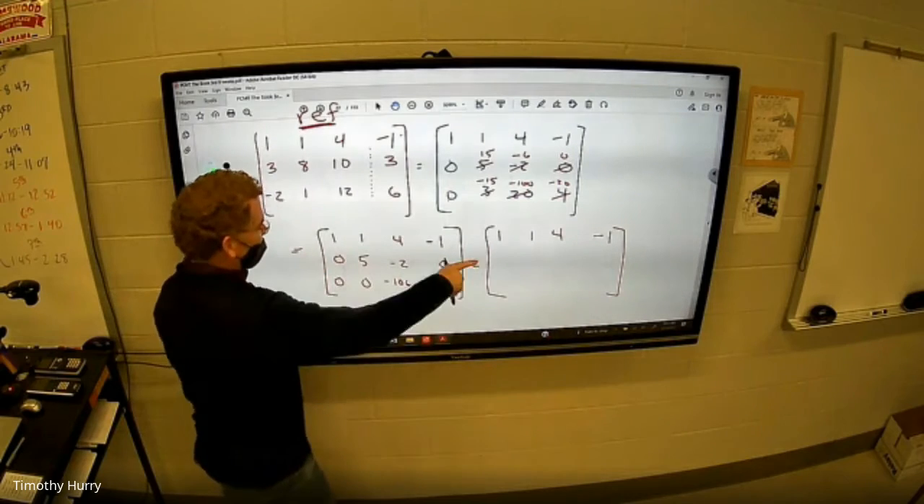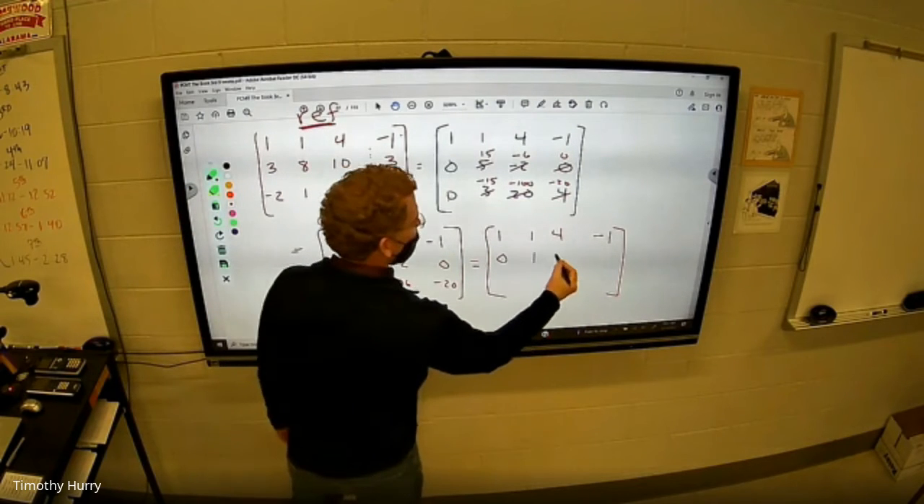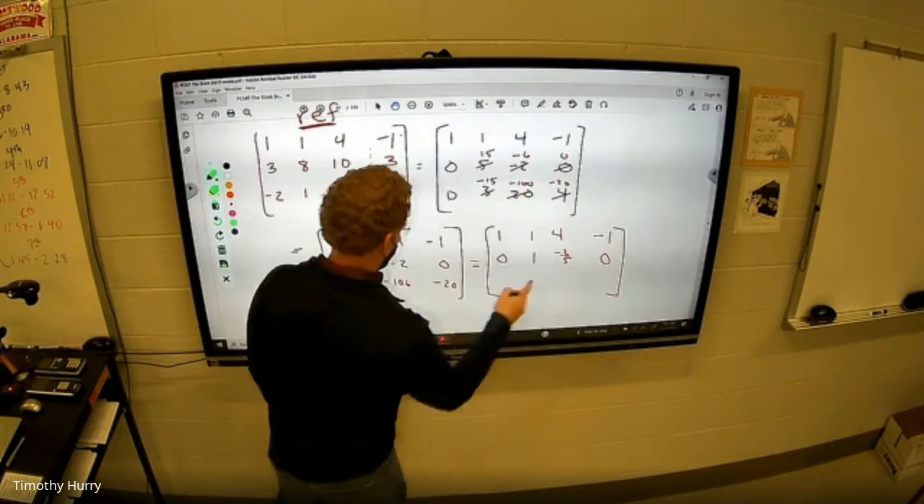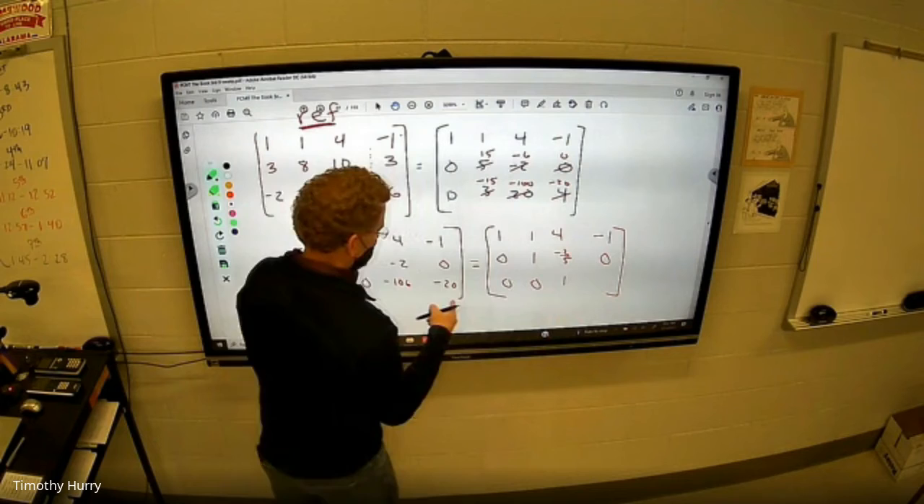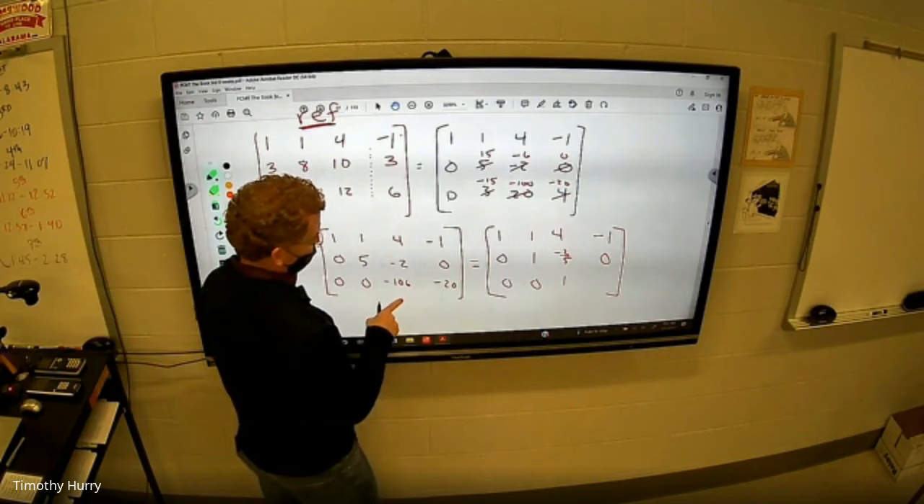This I would have to divide by 5. And then this I would have to divide by -106. And that would give me -20 over -106, which is what? 10 over 53.